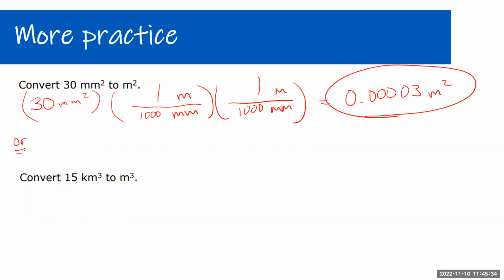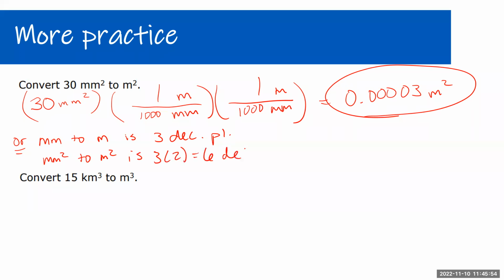Or you can think about decimal places. There's like 3 or 4 different equivalent ways to think about this. Remember that millimeters to meters is 3 decimal places. So millimeters squared to meters squared is 3 times 2, which is 6 decimal places. So if we talk about 30, we need 6 decimal places. So there's 1, 2, 3, 4, 5, 6. 1, 2, 3, 4, which is the exact same that we found above.